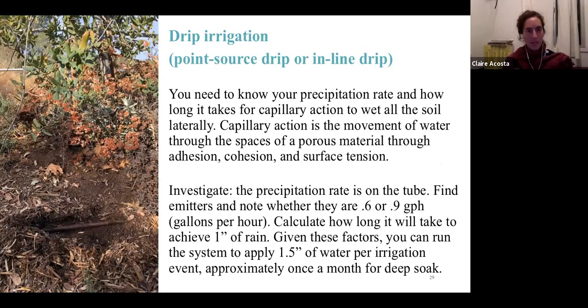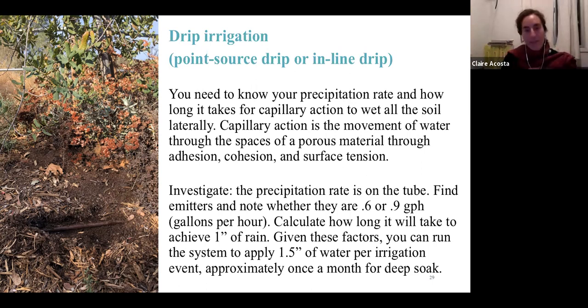Let's see, you have your point source drip or your inline drip. I'm not sure how familiar you guys are with all the drip systems, but essentially point source drip refers to those systems with small tubing, some people call it spaghetti, a small tube with an emitter on the end usually. And those are installed near the base of the plant.